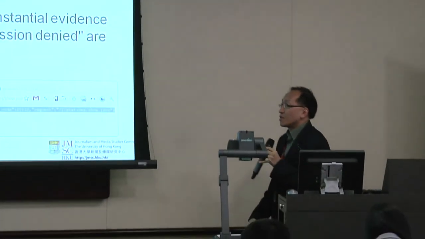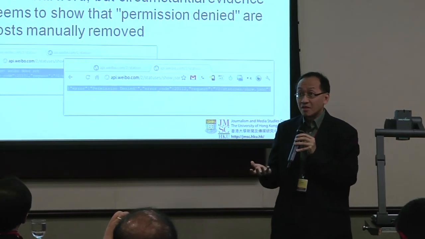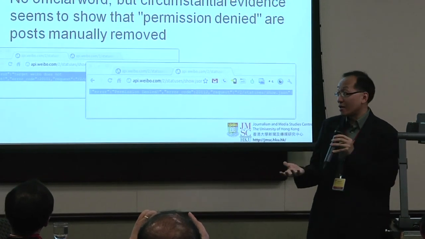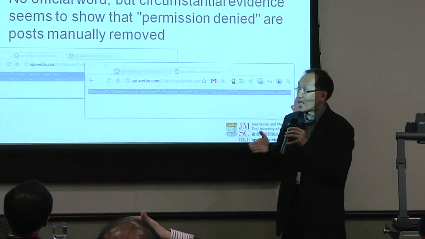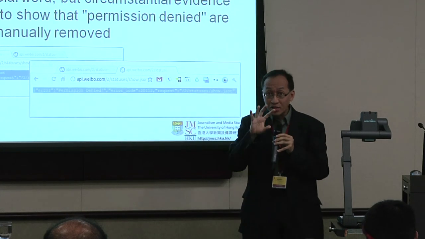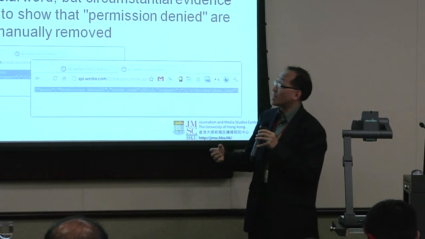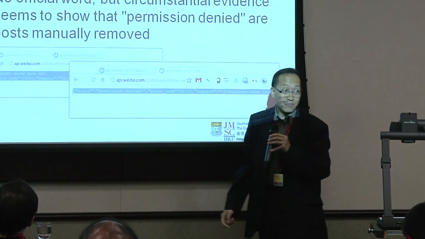You may also argue that a message disappearing doesn't mean it is sensitive. It may just be that people deleted their own messages. We found a way to distinguish these two kinds of messages. When we find that a message has disappeared, we ask the server to download that data, and we get an error message. There are two kinds of error message: one is called Weibo doesn't exist, and another is called permission denied. Based on our experience, by trial and error, we found that most of the data deleted by the provider gets the permission denied error message.